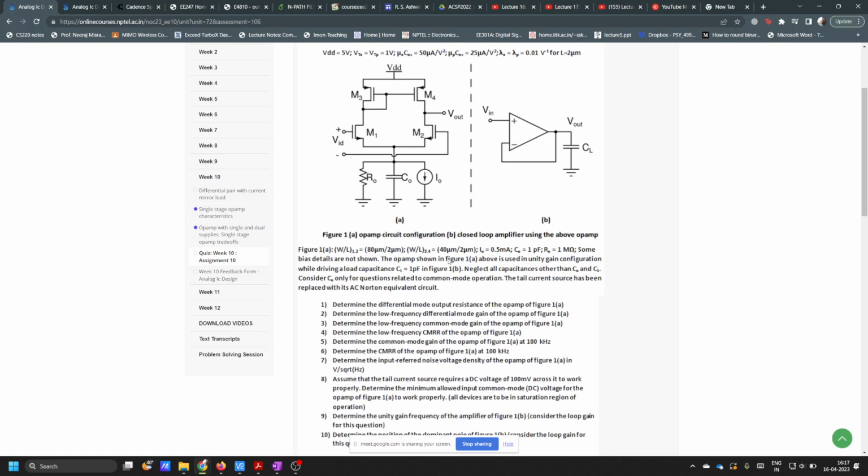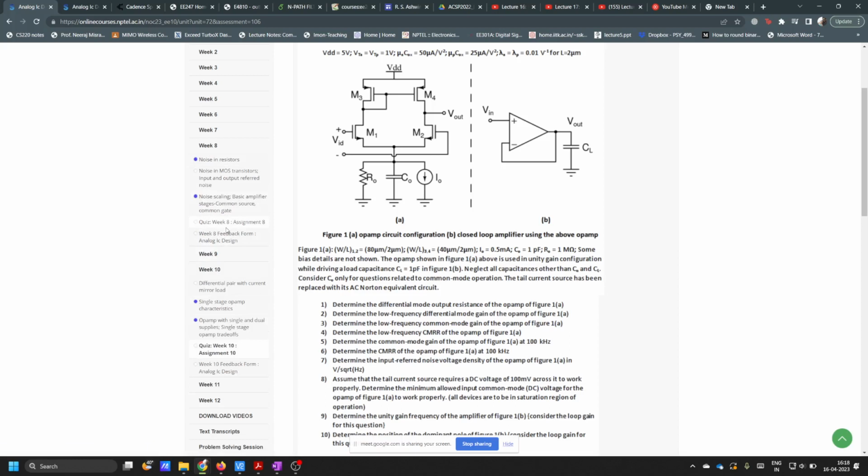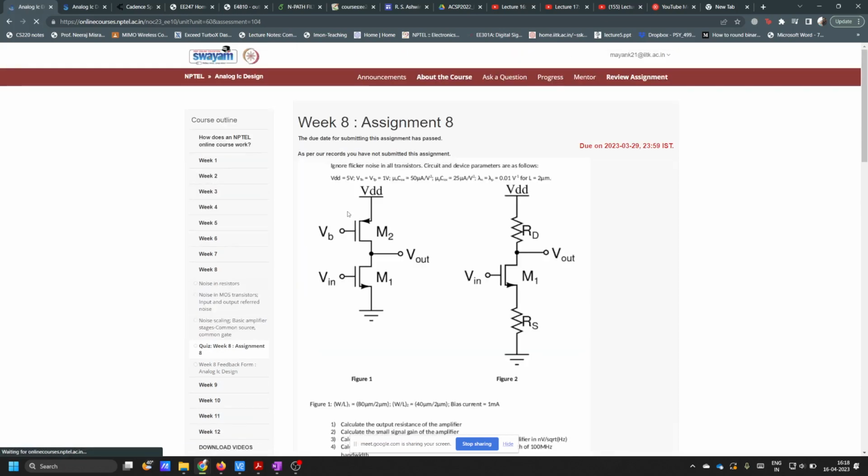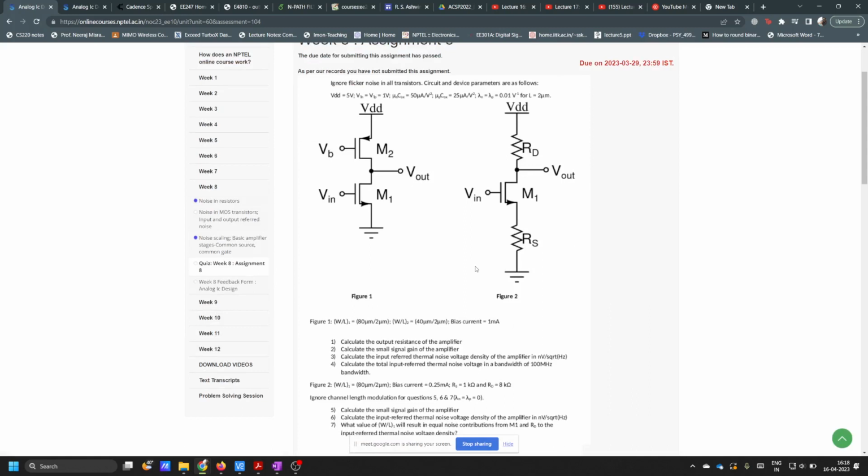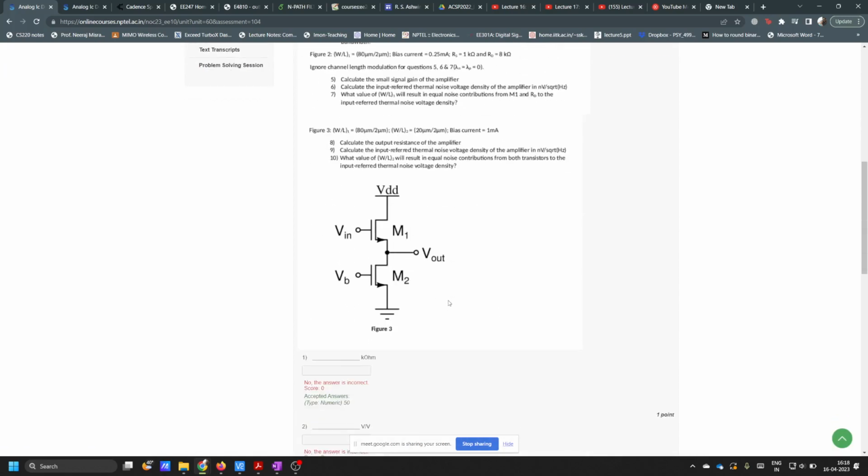Sir, in the assignment, for one transistor only, I am getting I1 minus I2 by 2. Which assignment was I talking about? Assignment 8, sir. Okay, let's see what is assignment 8. One minute. So what is the problem here? Is my screen visible to you? Yes, sir. Yeah, this is assignment 8.